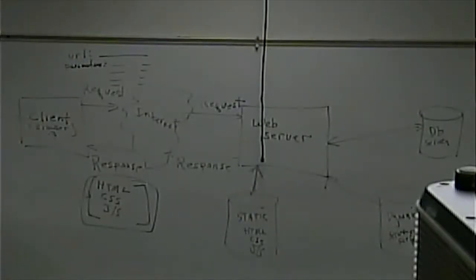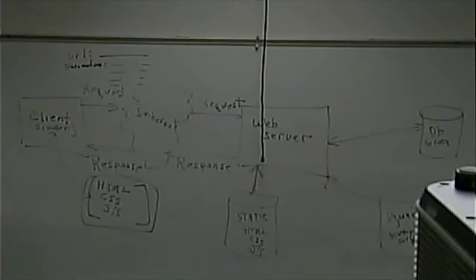In Google, the parameters we give might be what we're searching for. In Facebook, the parameters might be our credentials, our login and password. Same thing in Canvas. Our Canvas pages are dynamic, right? Because they look different.